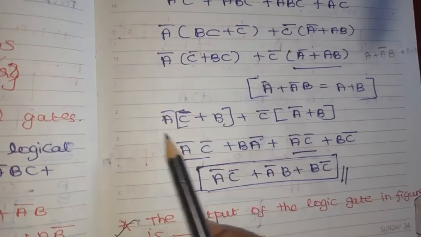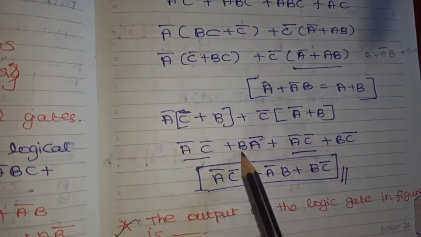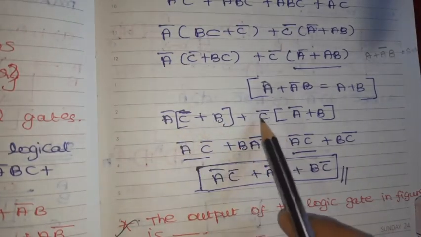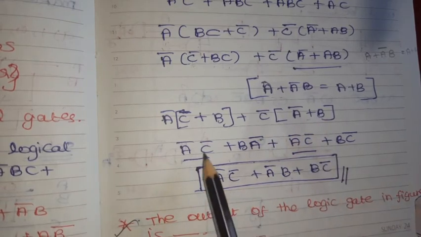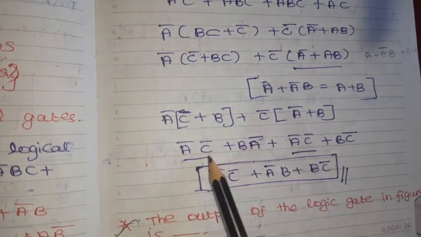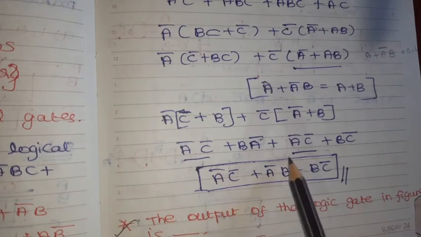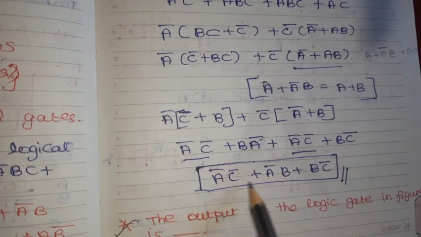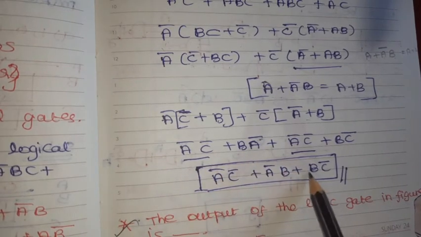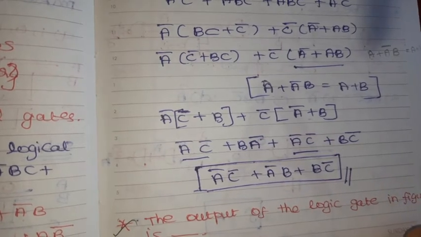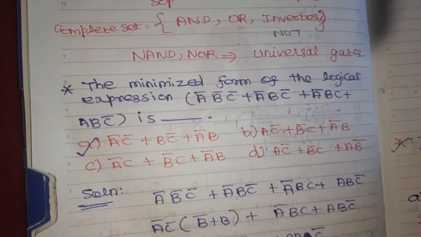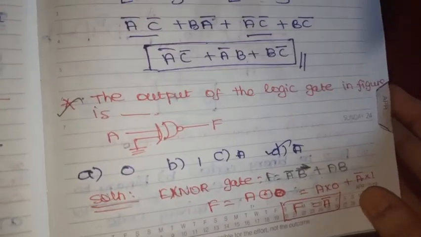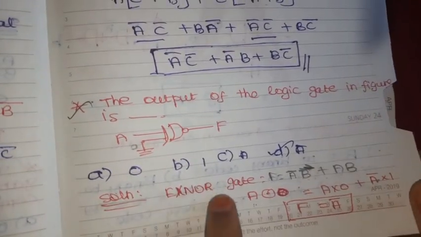Then multiply inside: A bar C bar, A bar B, A bar C bar, again B C bar. For X plus X, it is X only, so we can take one alone: A bar C bar plus A bar B plus B C bar. So which one is it? Option A is the right option. We have solved this problem already. Kindly check the playlist.